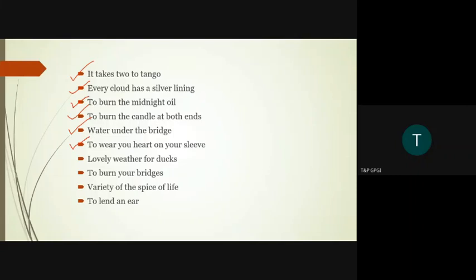The next one is variety is the spice of life. It means new and exciting experiences make life more interesting, you know, adding more spice to your life. It goes like that. So an example of it is, I never like to visit the same restaurant twice because variety is the spice of life.